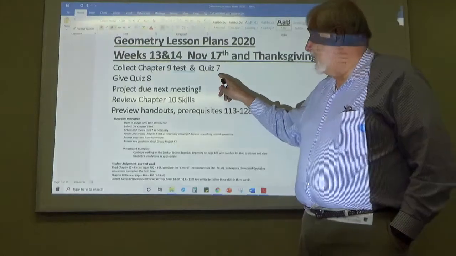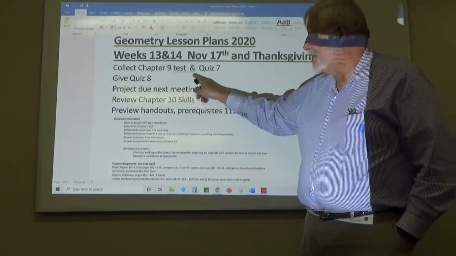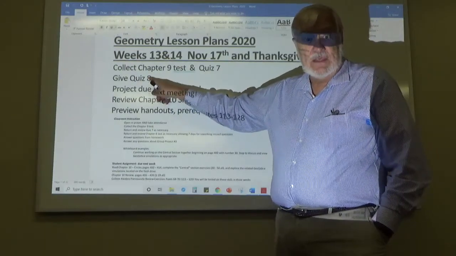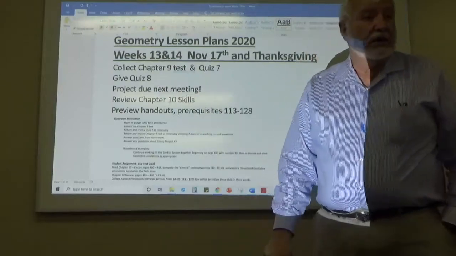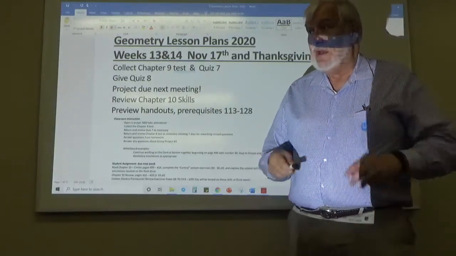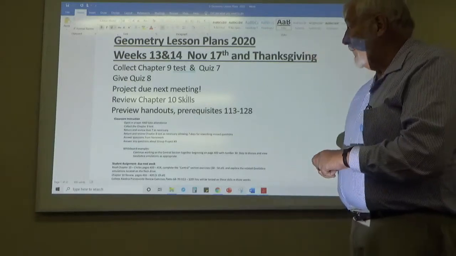So basically, later on at the end of class, I'll pick up chapter 9 and I'll pick up the quiz, and before you leave, I'll give you quiz 8. This is all on the circles from chapter 9, area and circumference of circles, things like that.